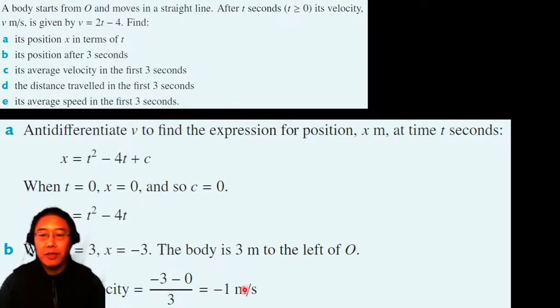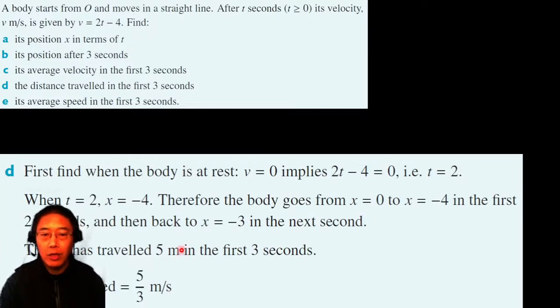Now, to find the distance, you can't take the start and end position. What you need to do is you anti-differentiate your velocity. So let's go to the next one. We have our velocity here, which is 2t minus 4.